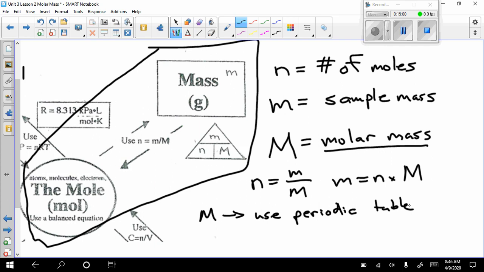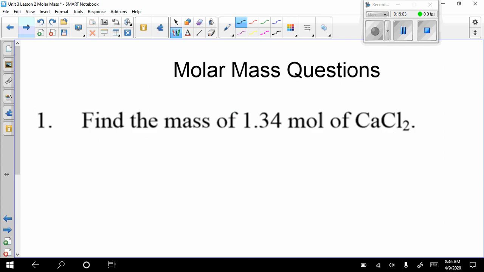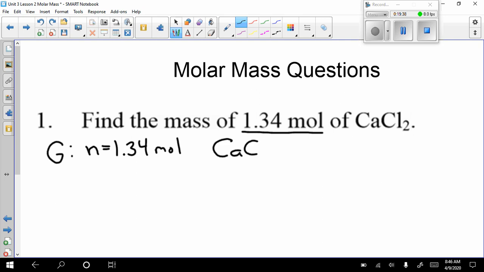Okay, well, let's try a couple questions here. So this question says, find the mass of 1.34 moles of calcium chloride. All right, well, let's use our problem-solving technique of given. So I've been given this 1.34 moles, and I need to attach a variable to it because I know that in order to use my hub and use my equations, I need to know what letter that represents. Well, again, the unit normally gives it away, and because it's moles, it's a little n. So I've been given my little n, and then I've been given the compound, and the compound is calcium chloride.